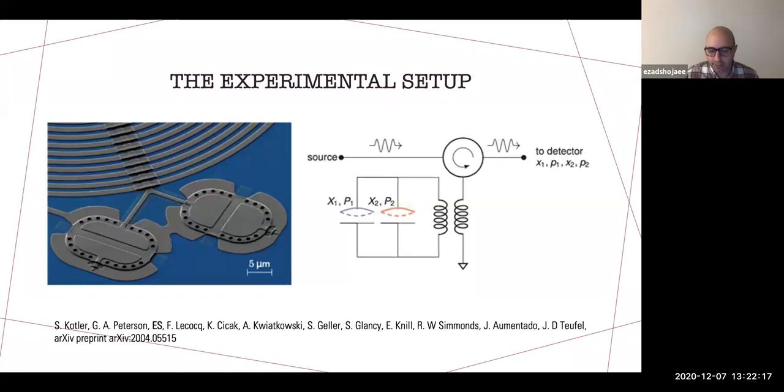And in the circuit schematics on the right, you would see that the mechanical motion of the top plate of these capacitors modulates the frequency of the microwave cavities. So if you use an incoming microwave field, it would be Doppler shifted, and that is what you capture to gain information about the position of these oscillators. And you use circulators here to separate the incoming from the outgoing field.